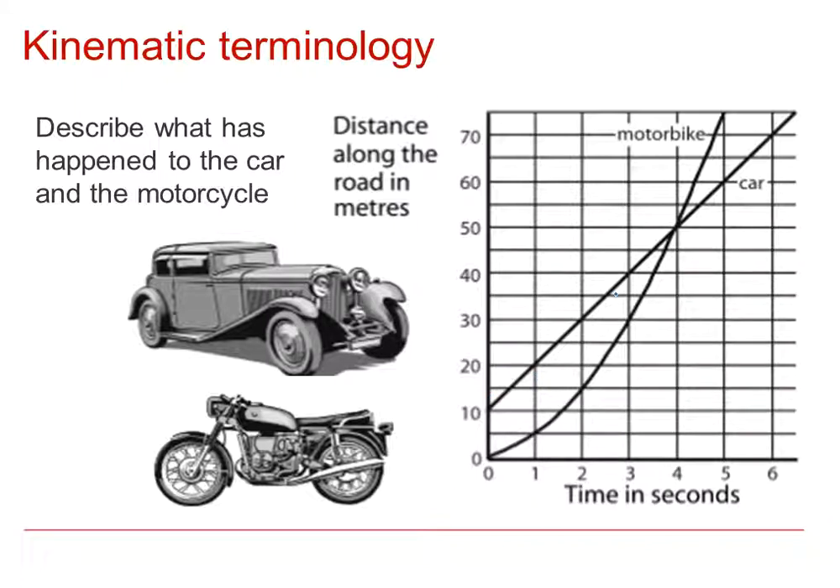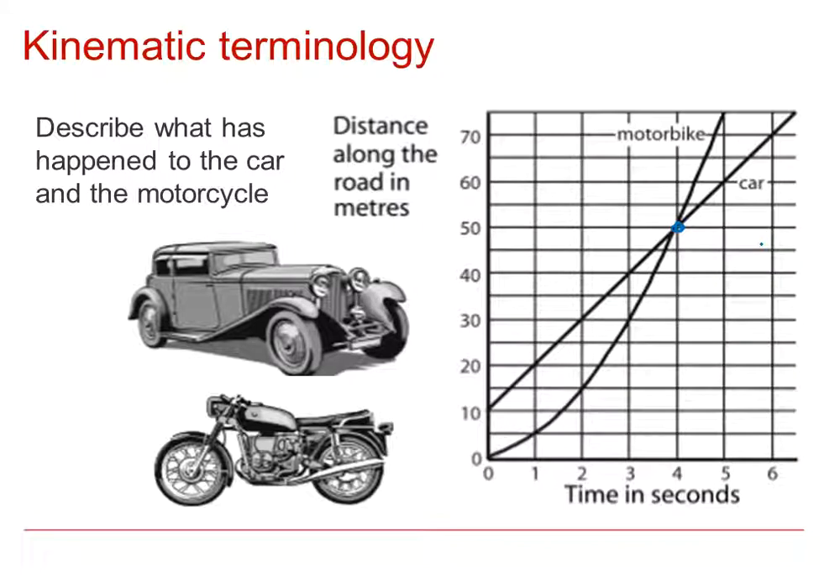steady speed. However, if we look at the motorcycle, I can see that the gradient's increasing. The gradient's getting more and more. So I know that it is going faster and faster. So this motorcycle is gaining speed or gaining velocity because the gradient's increasing. Two other interesting features. I know that the motorcycle overtakes the car at 4 seconds because that's when they have the same distance along the road.